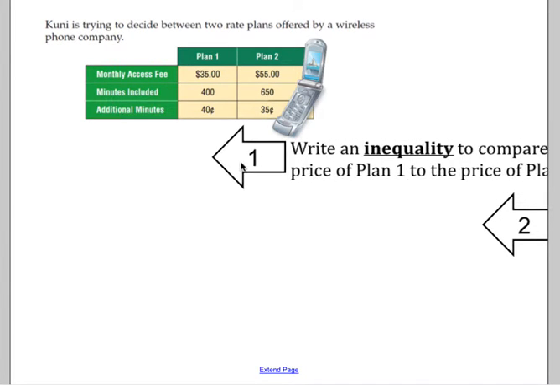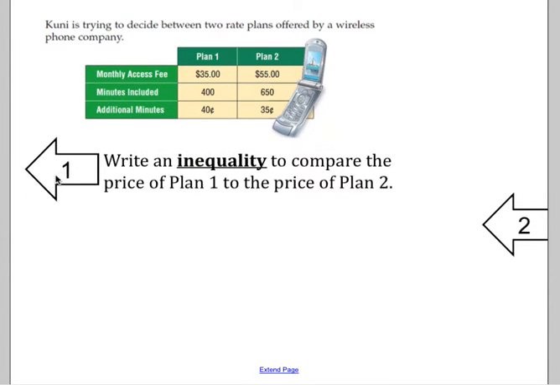Example 1 says, write an inequality, which we're talking about today. So it probably is good to know what an inequality is or refresh your memory on what that is. To have an inequality, it's greater than, or less than, or greater than or equal to, or less than or equal to. Any of those signs makes it an inequality.